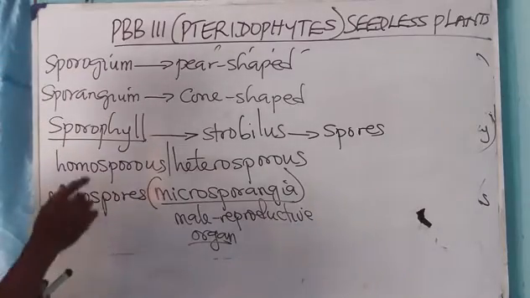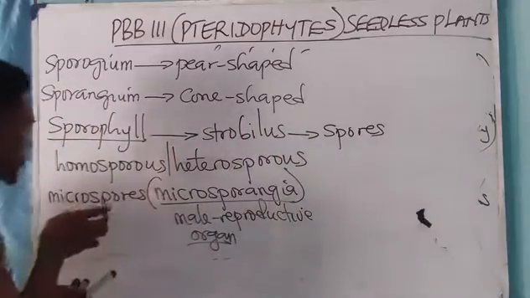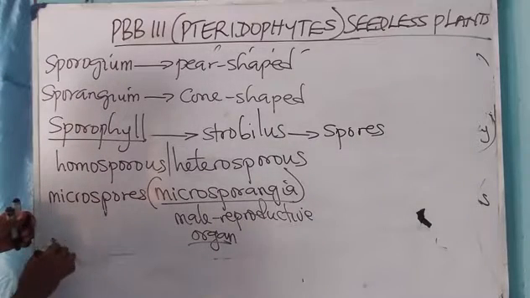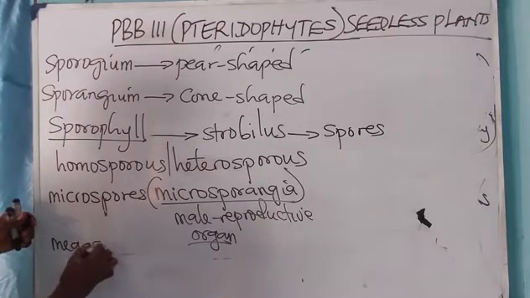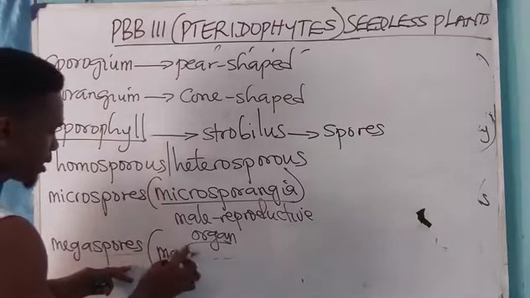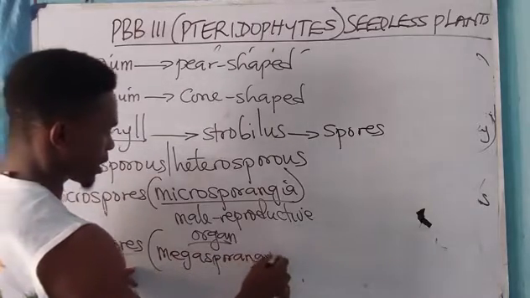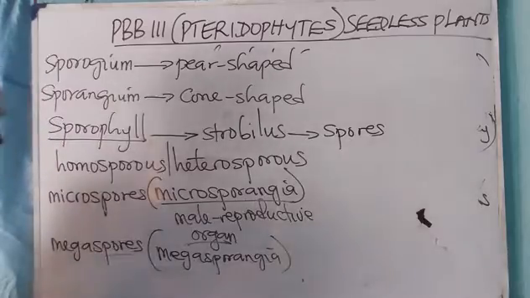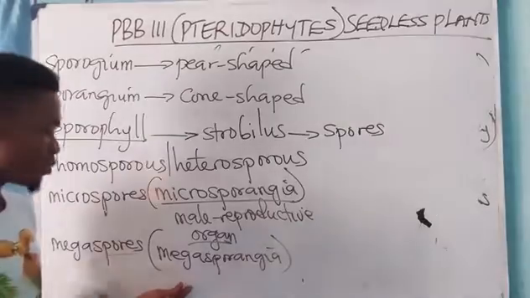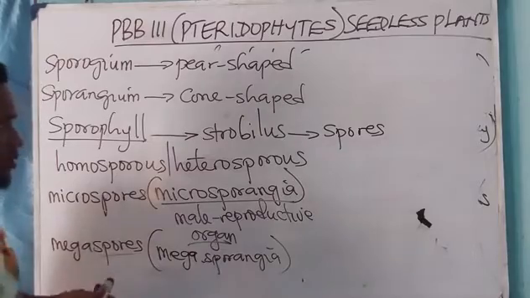Now, if smaller spores are called micro, therefore larger spores are called what? Megaspores. The megaspores are produced by megasporangia, which is what? The female reproductive organ. Mega, always women having larger things. Now you can see how it's going.